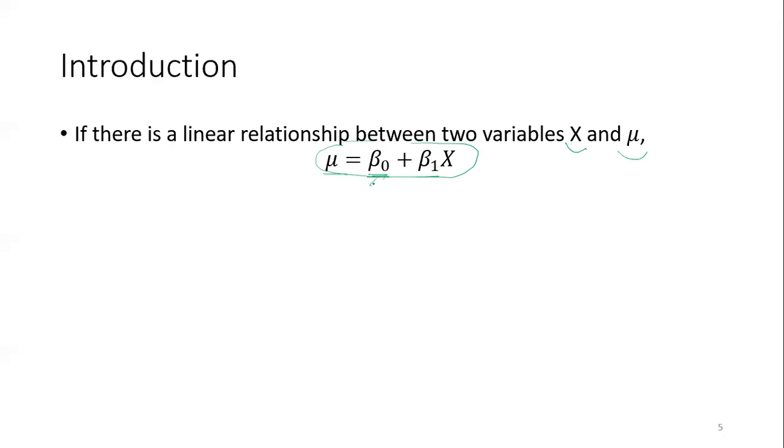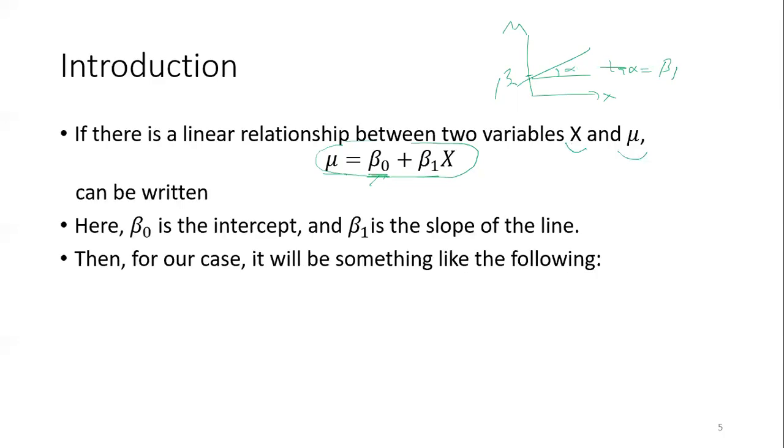This is, in fact, the definition of a line, remember. So this is x and this is mu. The line starts, when x is equal to 0, at beta 0. It just goes up, and remember this alpha, the tangent alpha, the slope is equal to beta 1, right? Okay, great. So for our case, how can I write this?